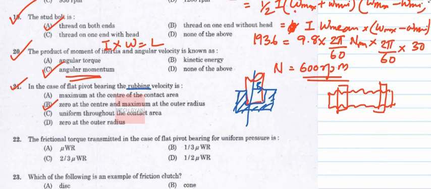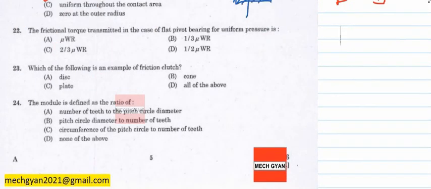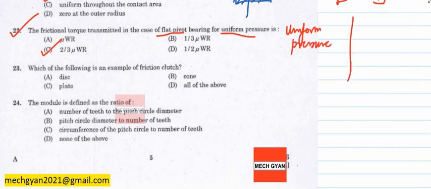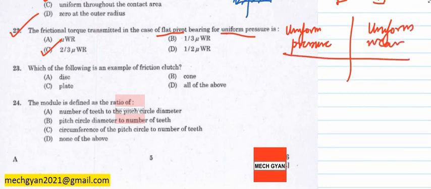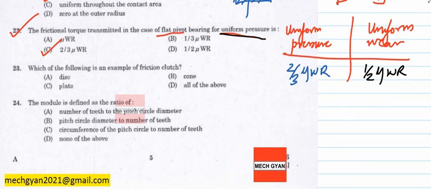Now question number 22. The frictional torque transmitted in case of a flat pivot bearing for uniform pressure. Again, from flat pivot bearing questions, for uniform pressure the frictional torque expression is 2 by 3 mu WR. Basically there are two expressions, uniform pressure and uniform wear. For uniform pressure it is 2 by 3 mu WR, and for uniform wear it is half mu WR. Both options are given, and they have asked uniform pressure. The answer to question 22 is C.